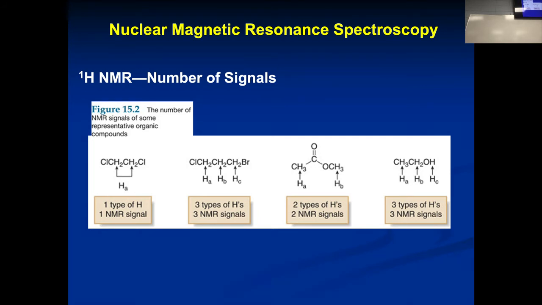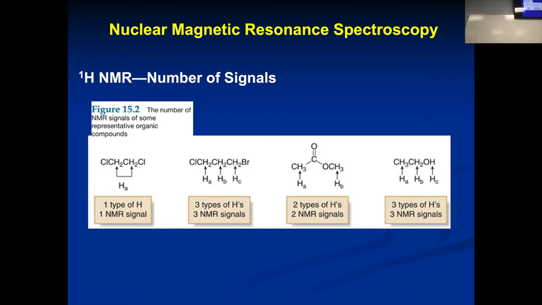One bromo, three chloro propane, I end up with three different types of signals. There's no mirror symmetry here. Bromine is clearly different than chlorine, right? Bromine is clearly different than chlorine. I end up with three different signals, HA, HB, and HC. I'm going to see three different types of NMR signals.